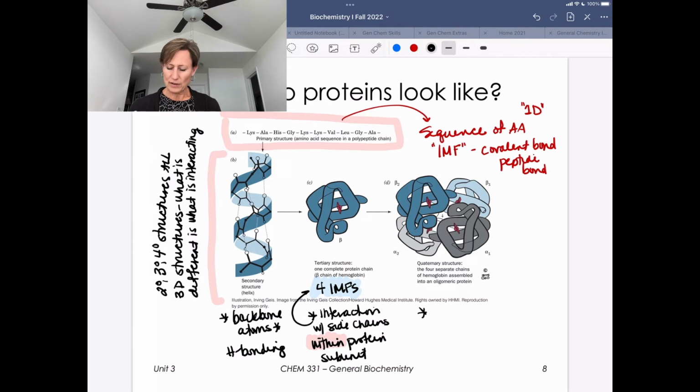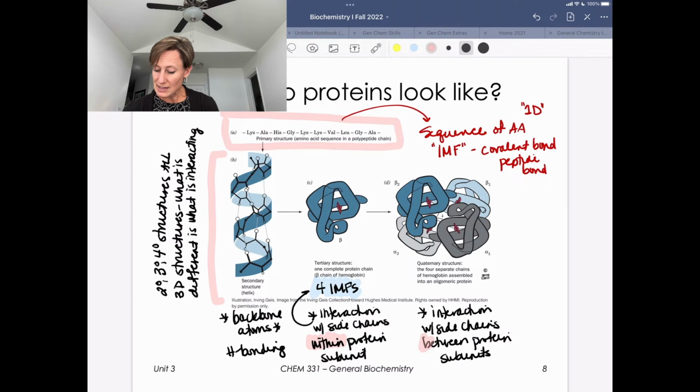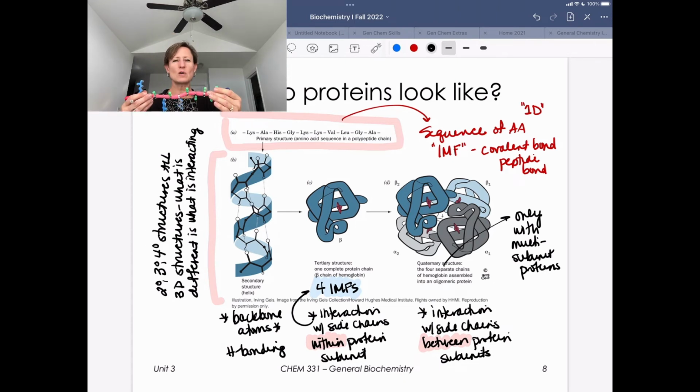Now, the last thing here to highlight before I actually show you a protein structure is when we have quaternary structure, again, this is going to be interaction with side chains. So interaction with side chains. But the main difference here is it's going to be between protein subunits. And when we're within or between protein subunits, that means that we must have a multi-subunit protein, okay? So quaternary structure is only going to be with multi-subunit proteins.